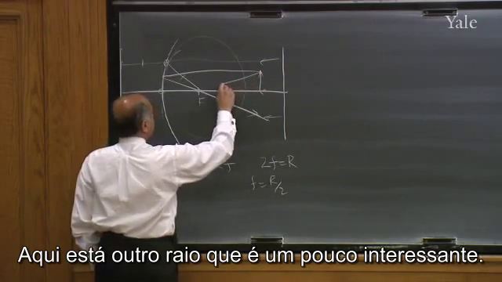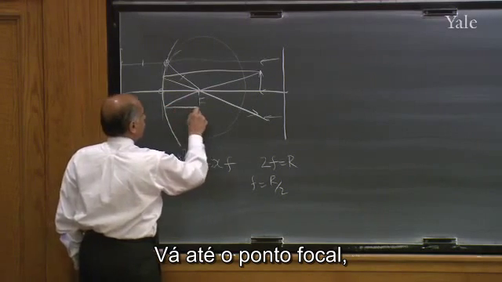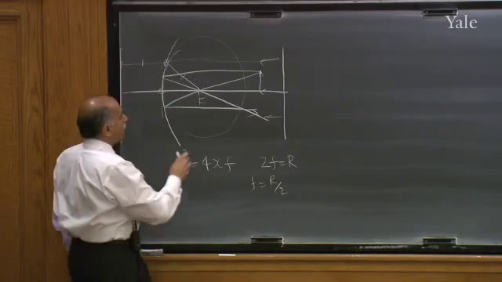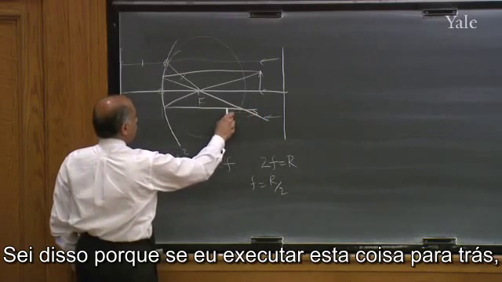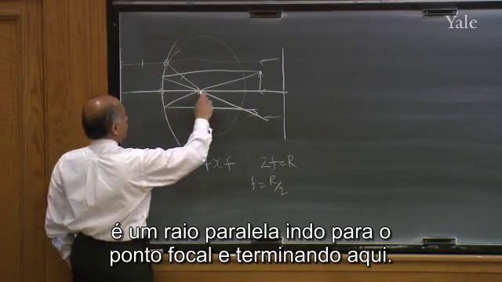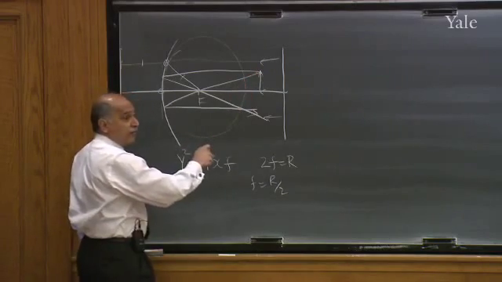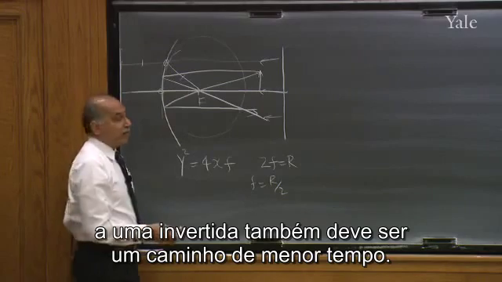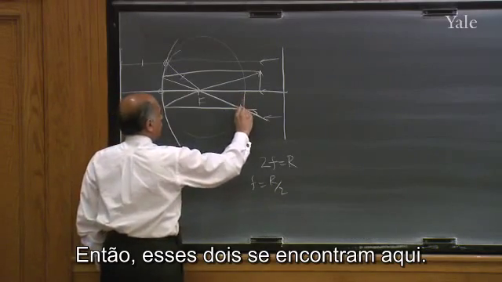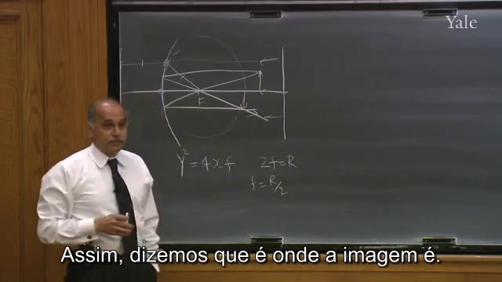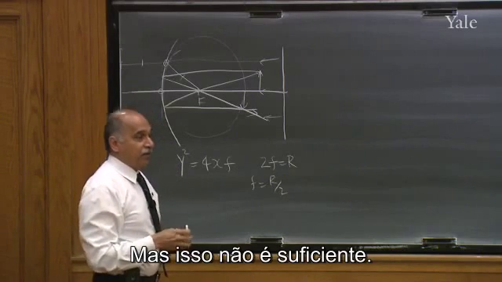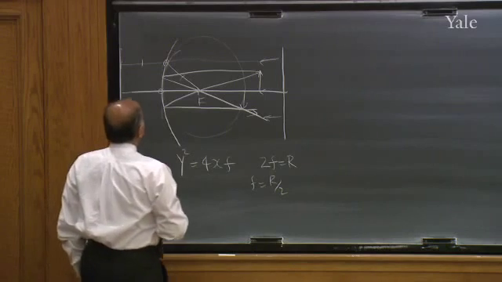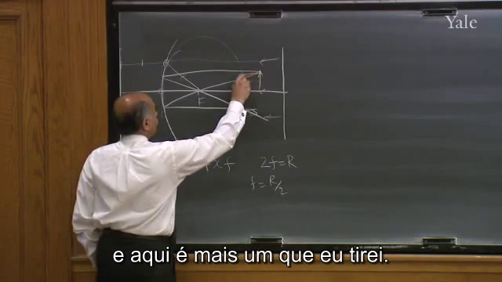Here's another ray that's a little interesting. Go through the focal point, it'll come out parallel. How do I know that? I know that because if I run this thing backwards, it's a parallel ray going to the focal point and ending up here. If this path was a path of least time, the reversed one should also be a path of least time. So these two meet here. So we say that's where the image is. But that's not enough. I told you two lines will always meet. You got to draw more lines, and here is one more that I drew.